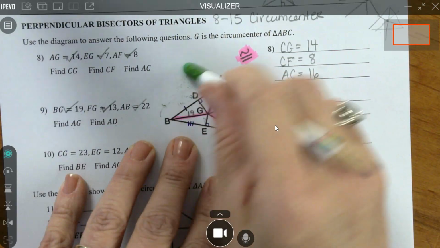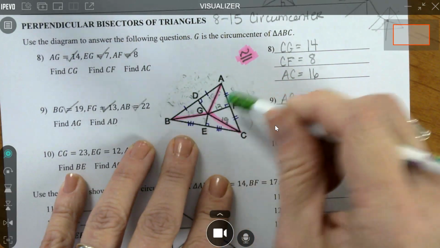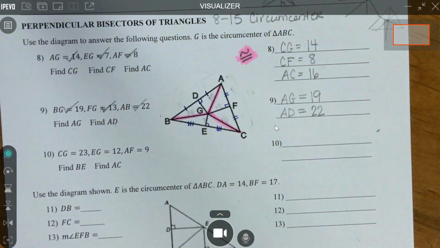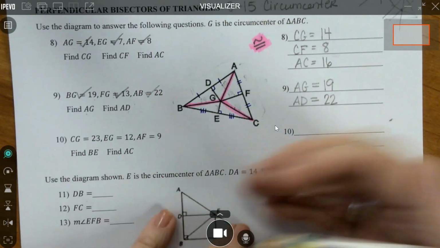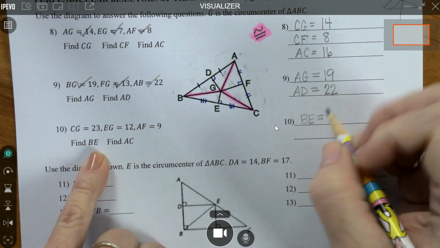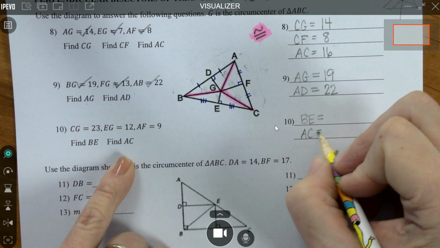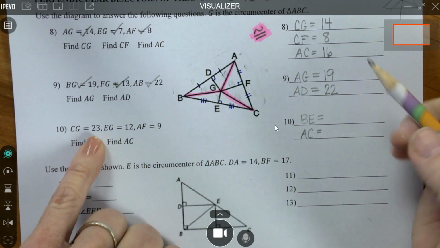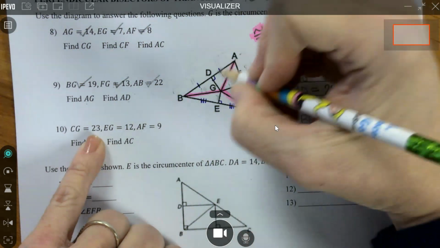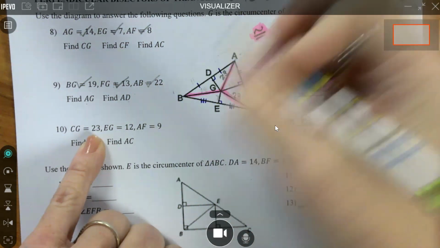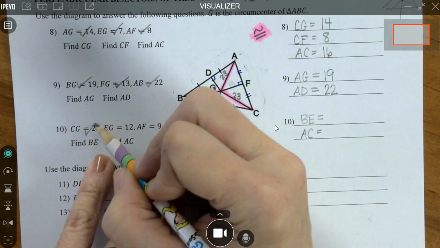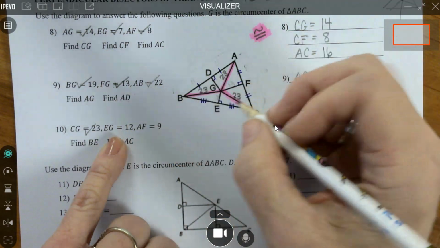One more time, I'm gonna get rid of these numbers just so they're not in my way. Okay. All right, so for the last one, I need to find BE and AC. All right, so CG is 23. I'm going to label that. Also, this pink line and this pink line are 23. Good deal. Then we have EG is 12.